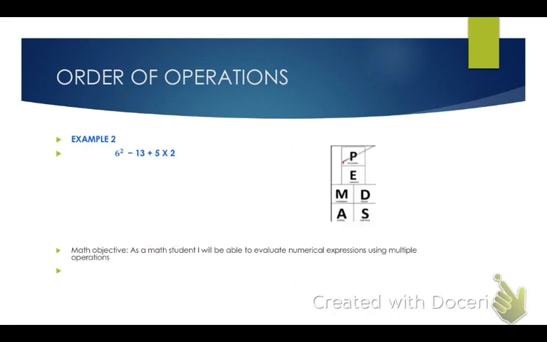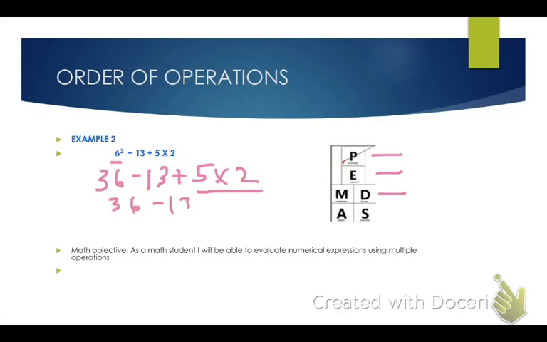Here we go, example number 2. Example number 2 says 6 squared minus 13 plus 5 times 2. Do we have any parentheses? No, we don't. Do we have any exponent? Yes, we do. Right here it is. 6 squared is 6 times 6. 6 times 6 is 36 minus 13 plus 5 times 2. Do we have any multiply divide? Yes, we do. Right here it is. 36 minus 13 plus 10.